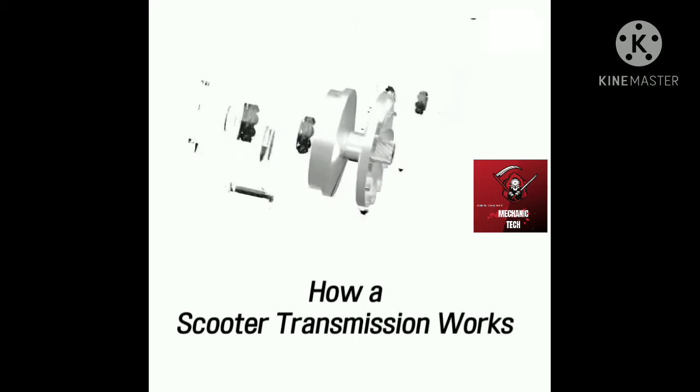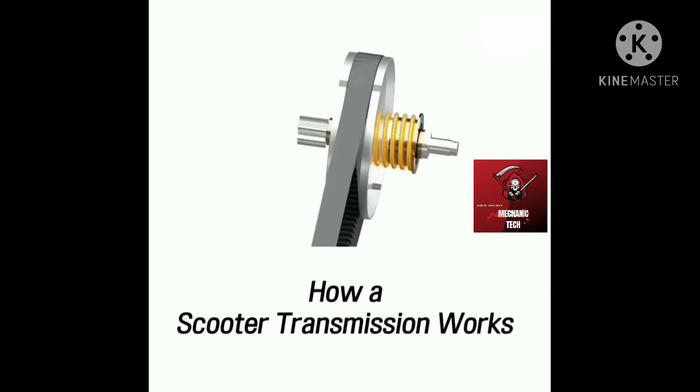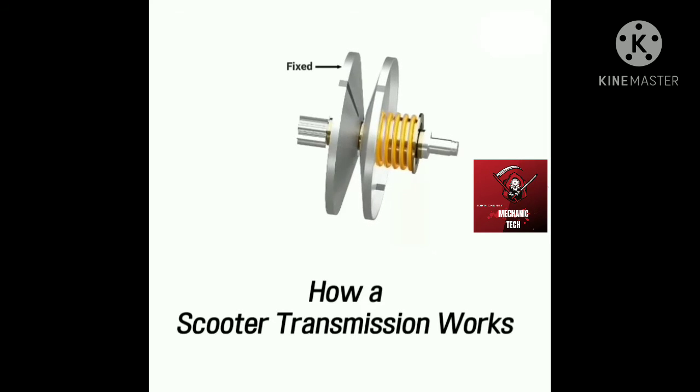Here, the pulley is made up of two conical plates. One of them is fixed to the input shaft, and the other is free to slide along its axis. A V-belt runs between these plates. The rear side also has two conical plates between which the belt runs. One of these plates is fixed to the shaft, while the other can slide sideways.